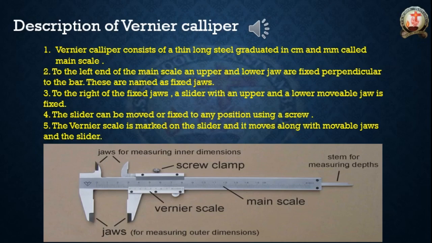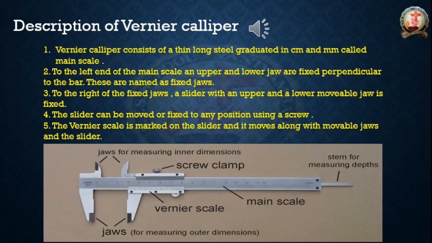And these two jaws, along with these two jaws, one more part he also mentioned. What is that? Slider. Okay, so please see the figure. On the left end, these two jaws are the fixed jaws, and to the right side of the fixed jaws, two more jaws are there, that is the movable jaws. And along with these movable jaws, one slider is also there.